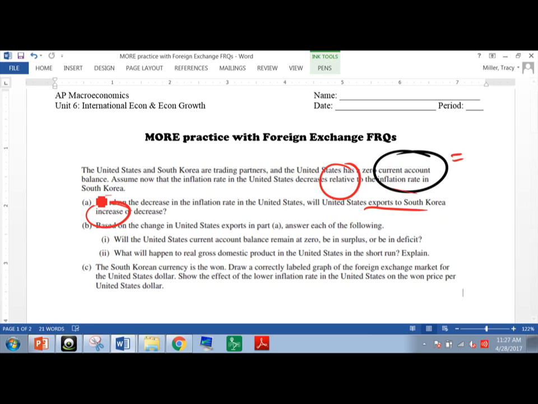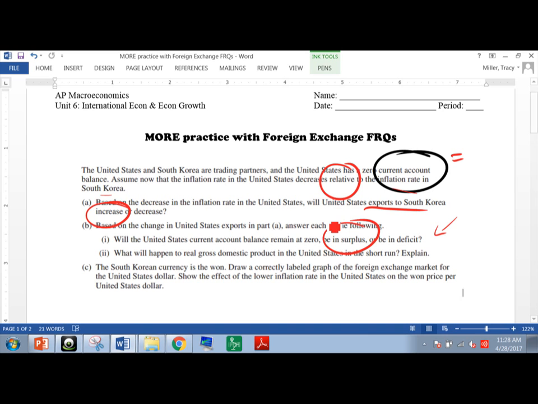And this will then bring us to the second part of the question. Based on the change in the United States exports in Part A, answer each of the following. Will the United States current account balance remain at zero, be in surplus, or deficit? Well, chances are it's probably not going to remain at zero if there's any sort of shift in the price level of a country. We're going to be exporting more to South Korea, which means more money will be coming in. So that means that the current account will then be in a surplus.